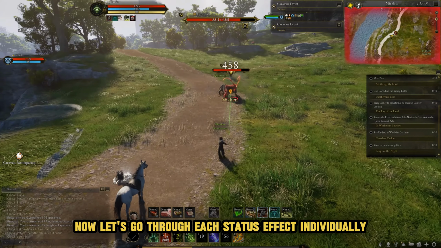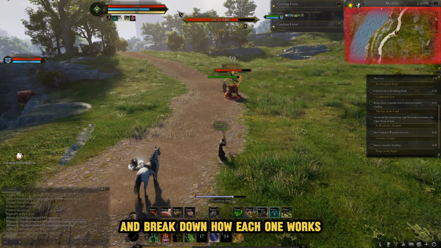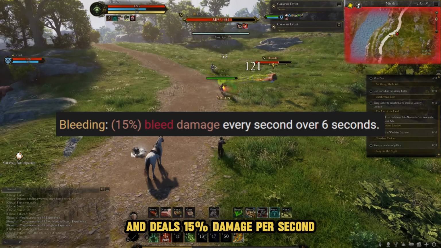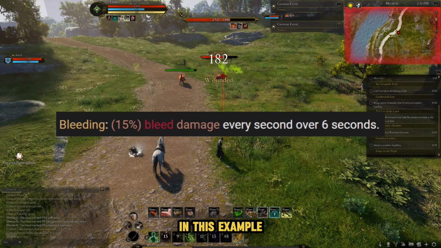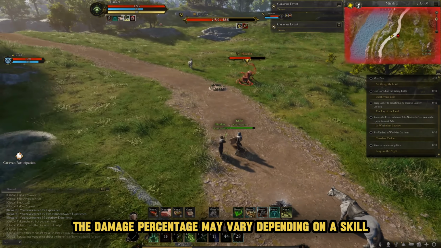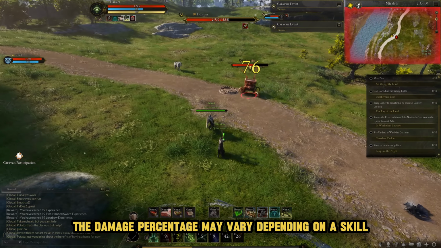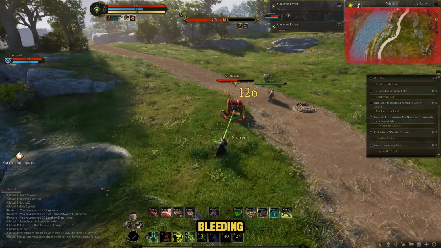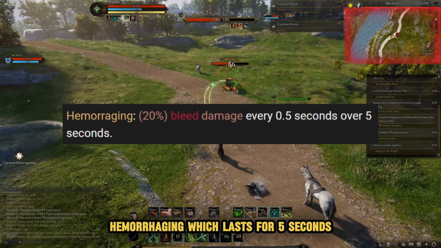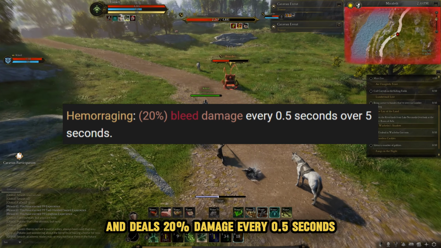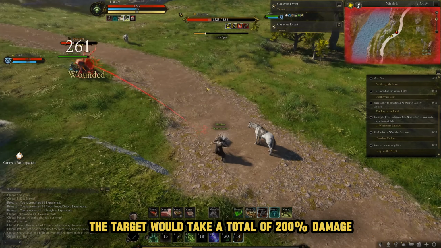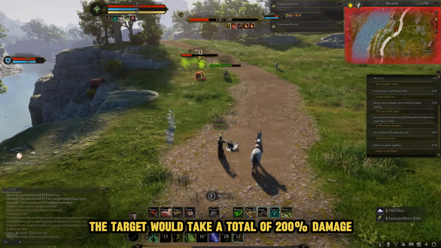Now, let's go through each status effect individually and break down how each one works. Bleeding lasts for 6 seconds and deals 15% damage per second in this example, totaling 90% damage over the effect's duration. The damage percentage may vary depending on the skill that applies the debuff. Bleeding can escalate into a more powerful status effect, hemorrhaging, which lasts for 5 seconds and deals 20% damage every half second in this case. As a result, the target would take a total of 200% damage over 10 ticks.